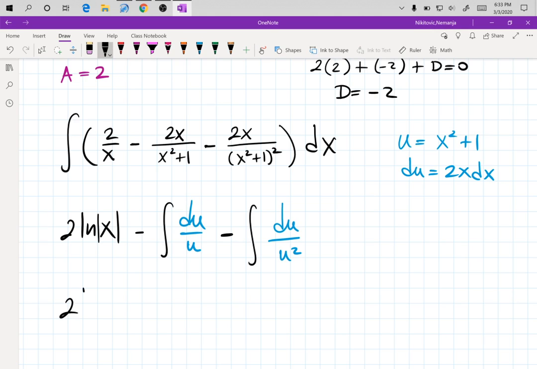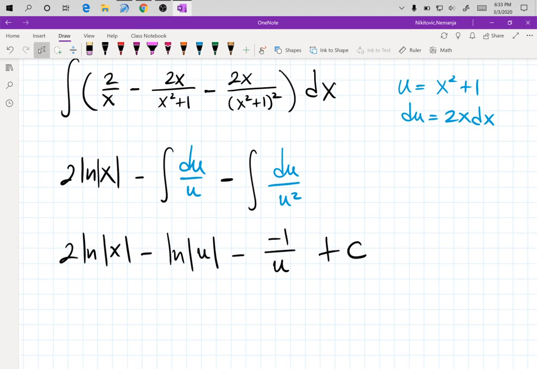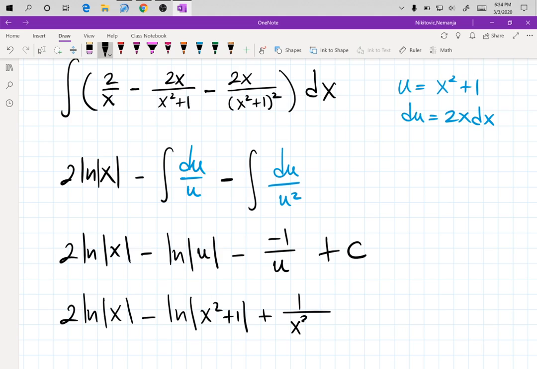So the first one is 2 ln absolute x minus ln of absolute u minus, and now when you integrate this, you're going to get negative 1 over u plus c, and then you bring the u's back. So 2 ln of absolute x minus ln of u, which is x squared plus 1, plus 1 over x squared plus 1 plus c.